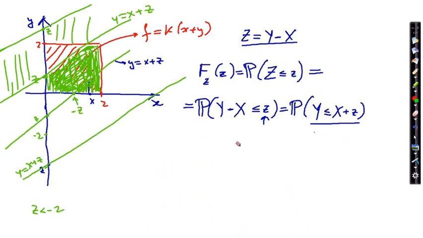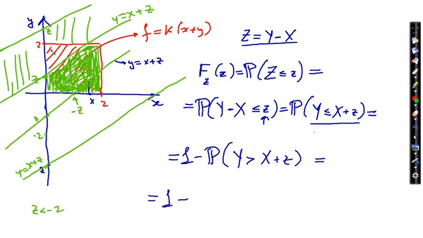And I am writing that in the following way. Say this is equal to 1 minus the probability that y is larger than x plus z, and this is equal to 1 minus, now I need to integrate over this remaining portion, and I can write that in the following way. Let me describe in this case in terms of first y, then x.